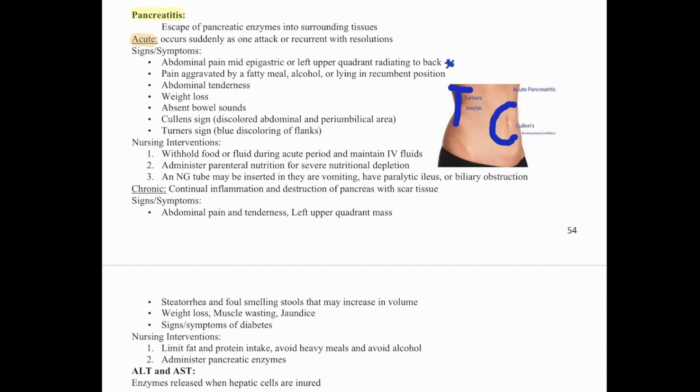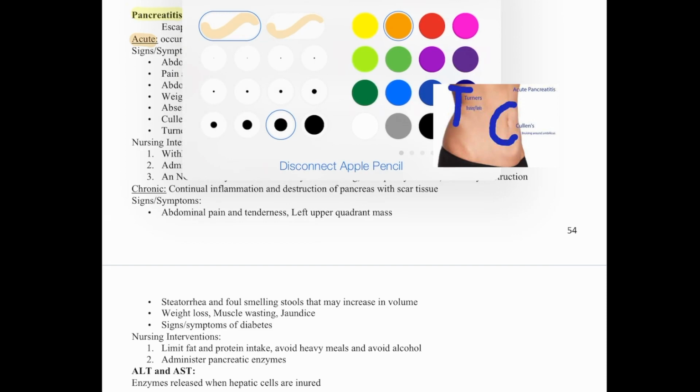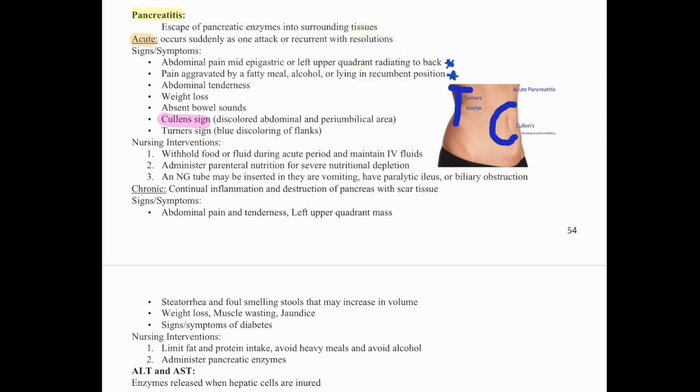Pain aggravated by a fatty meal, alcohol, or lying in a recumbent position. This is also important, the fatty meal piece. You may be asked about that. Abdominal tenderness, weight loss, absent bowel sounds. This is also important to know. Something called Cullen's sign, which is discoloration of the abdominal and periumbilical area, and Turner's sign, which is blue discoloration of the flanks.